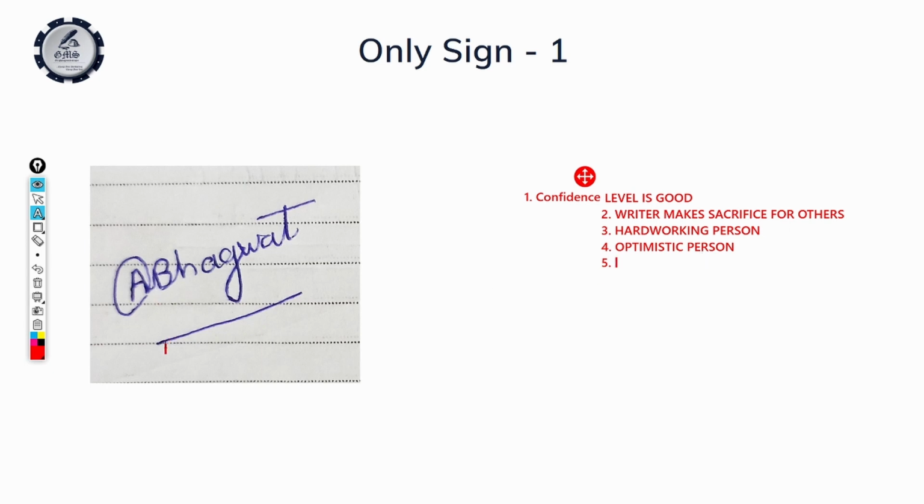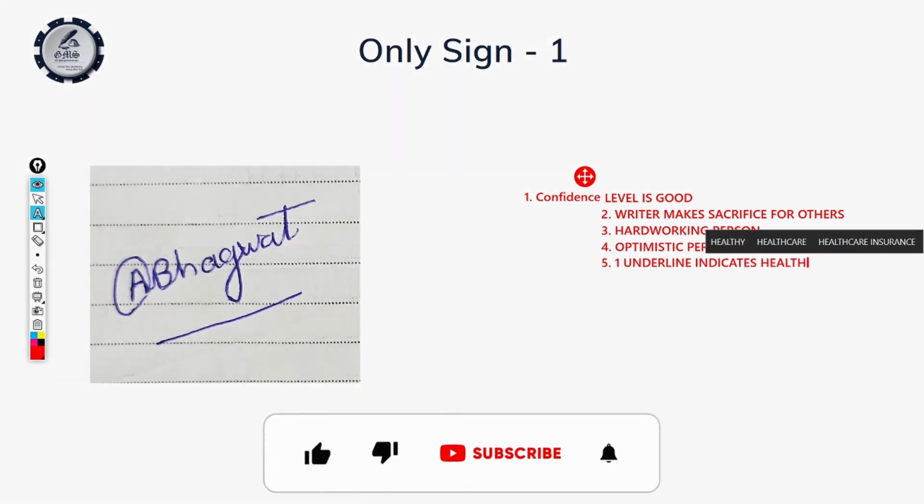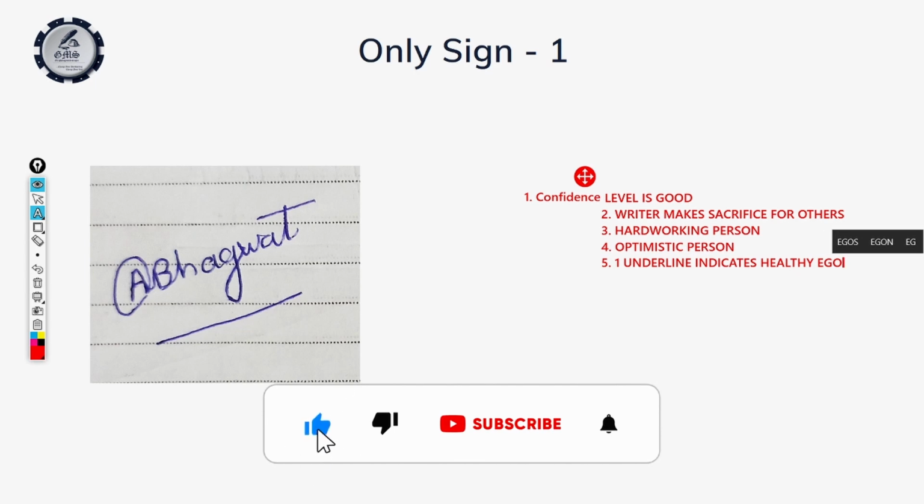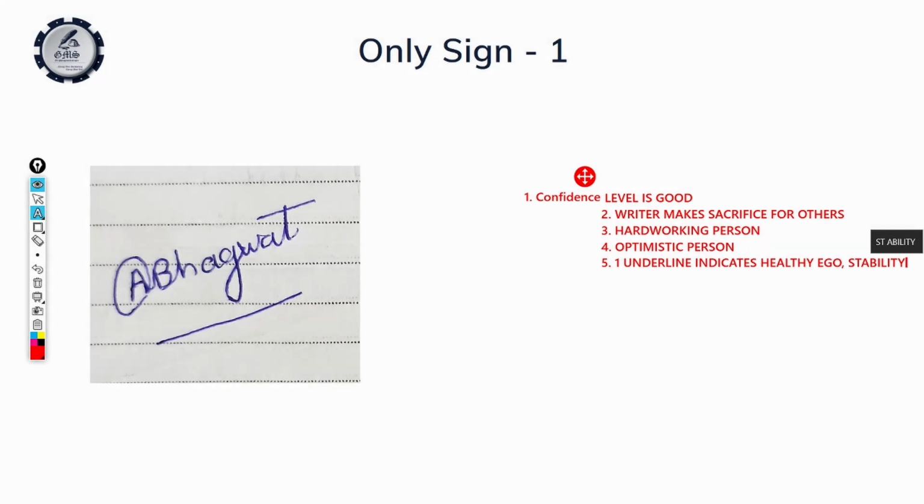So how many underlines is the writer having? One underline. One underline indicates a healthy ego. The writer has a healthy ego and stability, likes to be recognized, and can be a good leader. Other traits are also there. So five traits are good.